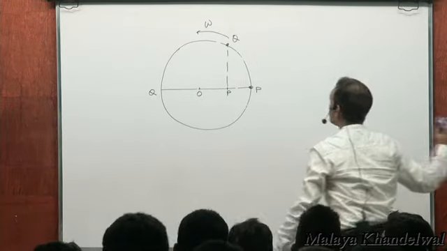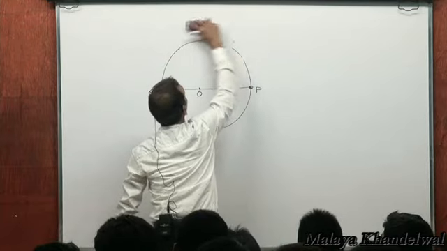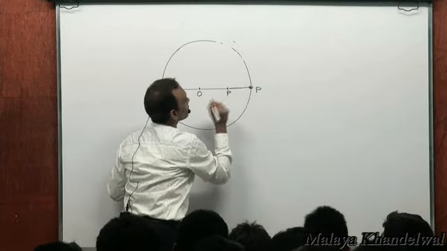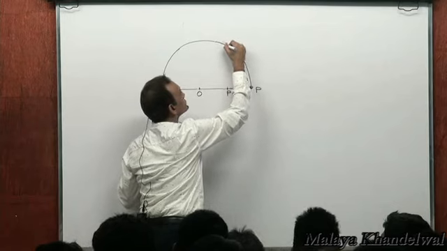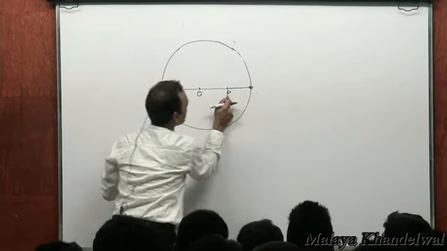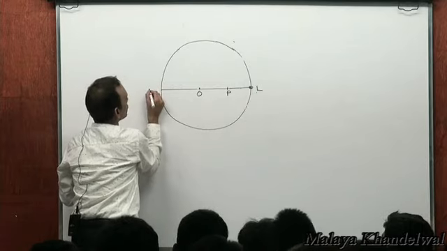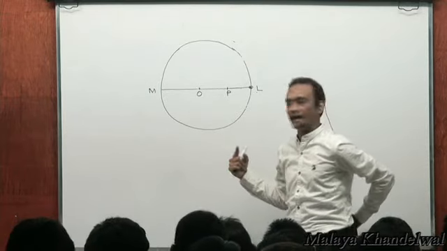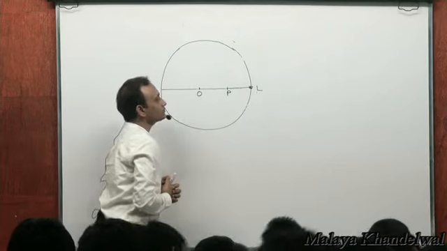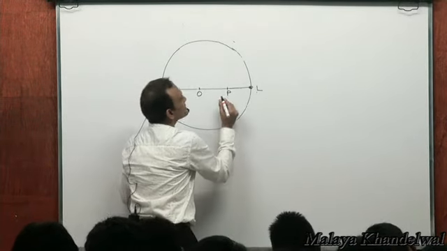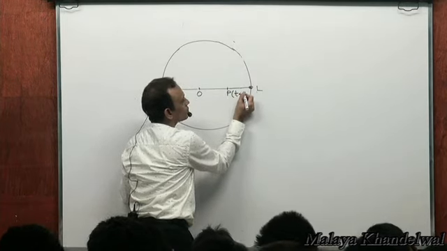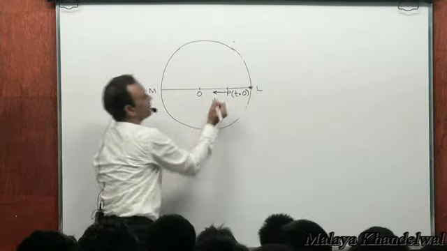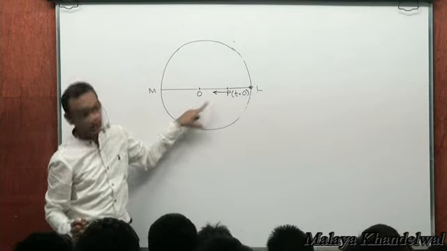Now, see, one important thing. Say there was an oscillator, let me call the oscillator P, and let's say it's executing oscillations between these two extremes, L and M. Executing SHM between these two extremes, L and M. Say at time t equal to 0, the oscillator was here and was headed leftwards.